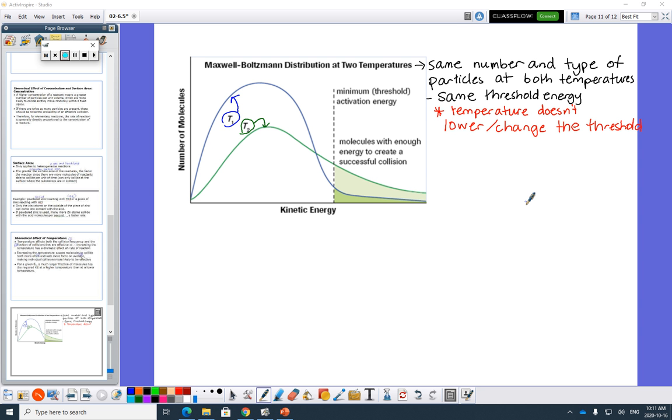So a really, really high peak on the left side of the threshold, right? So these particles are not colliding effectively. They do not have the minimum amount. And then this very small area over here.